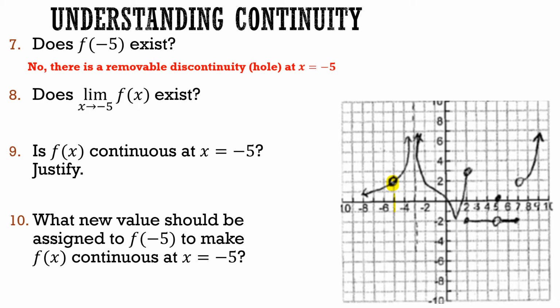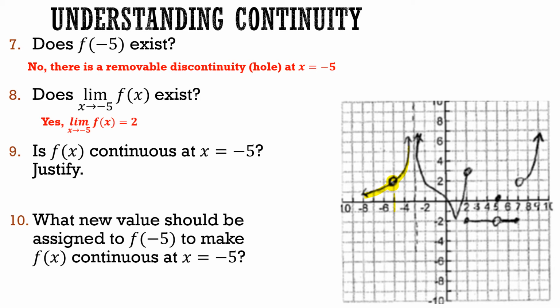All right, so does the limit exist at -5? Well, we have to check the left and the right. Going on the left side, it's approaching 2. And then the right side of -5 is also approaching 2. Therefore, the limit exists because both sides are approaching 2.